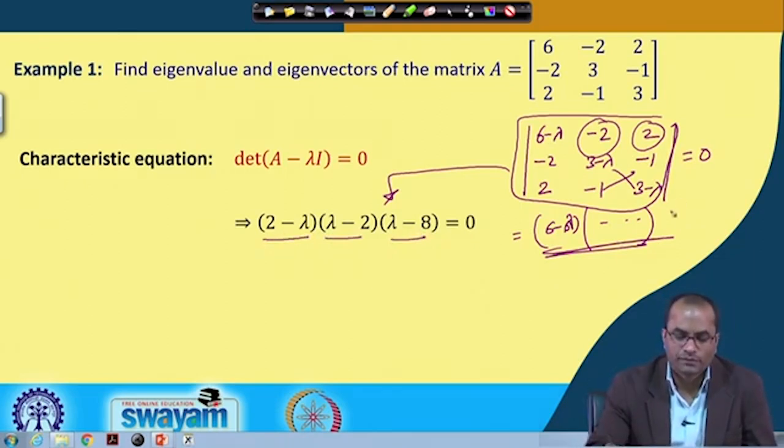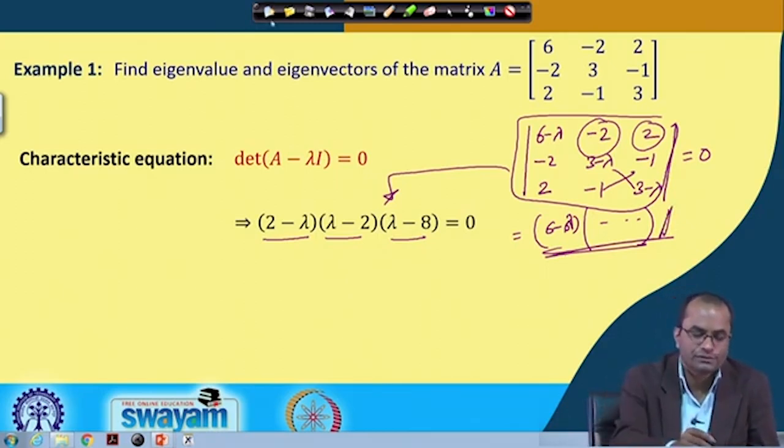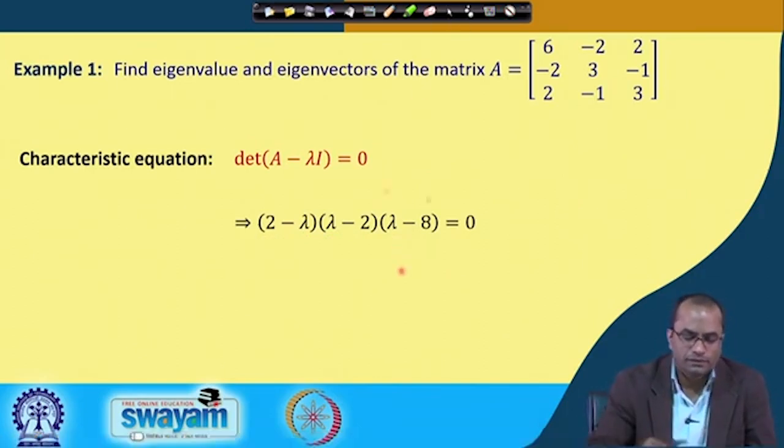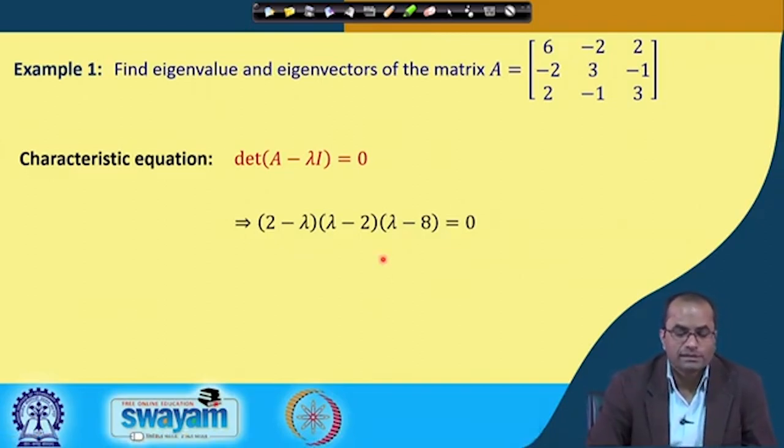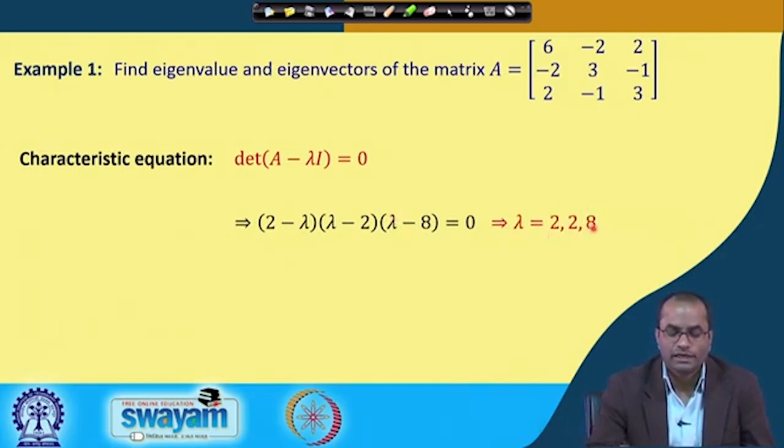I skip this portion here, because in this lecture that is not important; we have already seen it for several examples in the last lecture. So, this characteristic equation of this matrix is 2 minus lambda, lambda minus 2, and lambda minus 8 equal to 0. What we observe now is that there are two distinct eigenvalues and one is repeated 2 times. So, the lambdas are 2, 2 and 8. This eigenvalue 2 is repeated 2 times and 8 is repeated once.